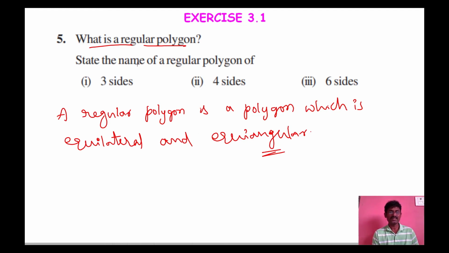Next, state the name of the regular polygon of 3 sides. 3 sides means it is a triangle. If all the 3 sides are equal, then that is said to be an equilateral triangle. So for the first one, the answer is equilateral triangle.